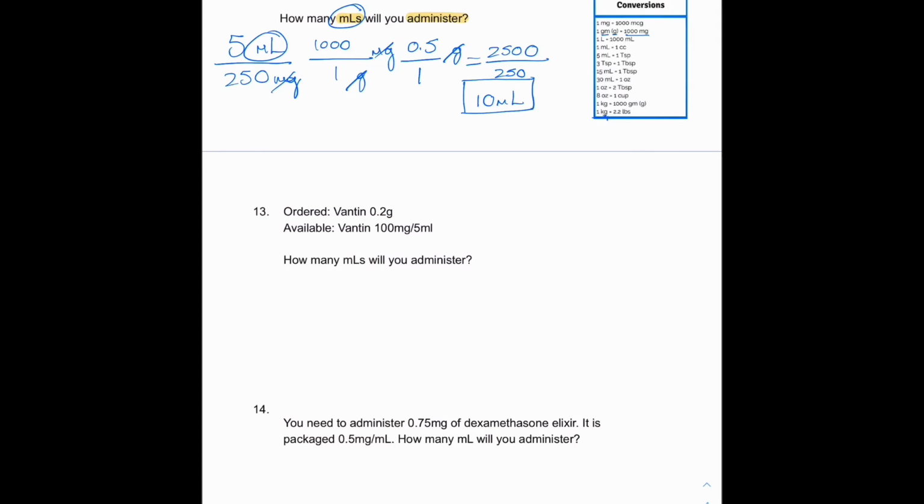Always go back, make sure that you're going back to the question. This goes for all nursing questions, not just your dosage calculations. Anytime you get stuck, you get mixed up, make sure that we're going back to the stem of the question.